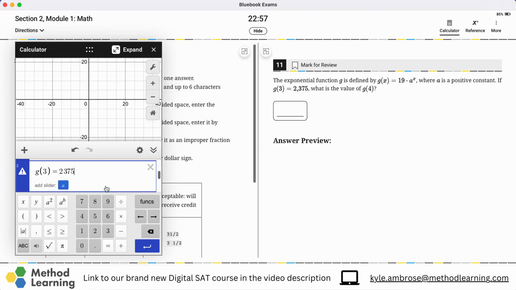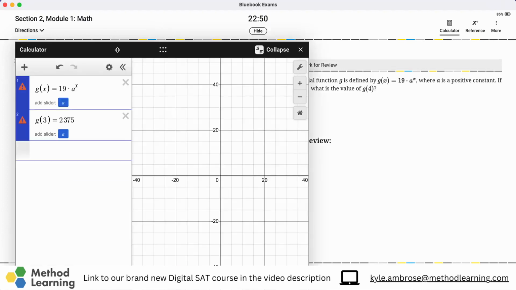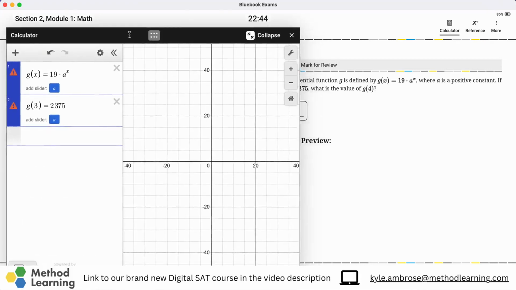But we need to figure out this a value. If we only knew a, we would be able to figure this out a little bit. Let me expand it. You notice what I did there? I hit expand. You could collapse it. That gives us a little more space. That's kind of nice. Maybe I should have done that earlier.